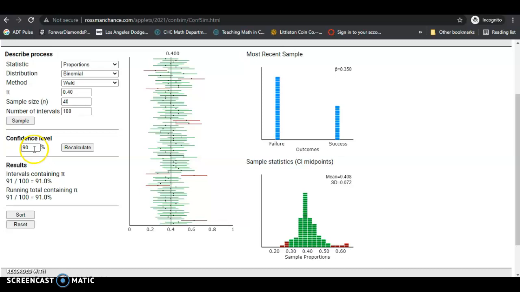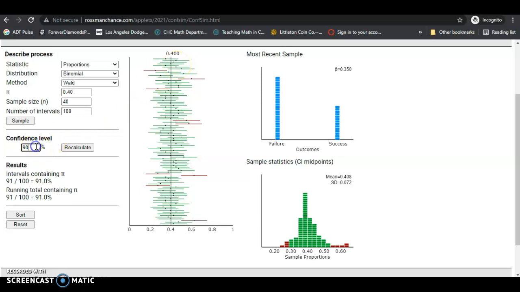And again, we did not change the confidence level. So again, we would expect about 90% of these confidence intervals to contain the true value of our population proportion. In this case, with a sample size of 40, 91 out of the 100, which are shown in green here, captured the value of our hypothesized population proportion, which is 0.40.